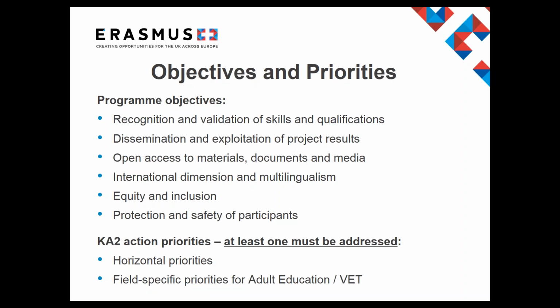In addition to the program objectives, in order to be funded, all strategic partnerships must address at least one horizontal action priority for strategic partnerships. Please see pages 106-107 in the program guide. And/or at least one field-specific priority relevant to the field the application is being submitted for, VET or adult education. See page 109 of the program guide.